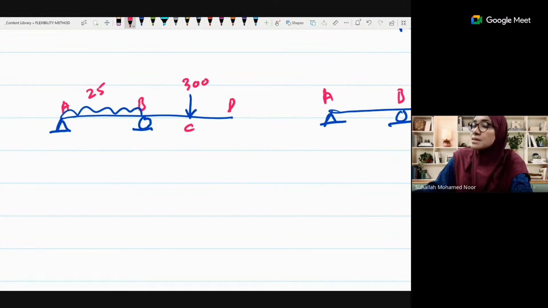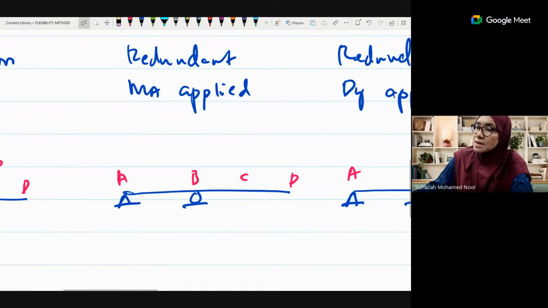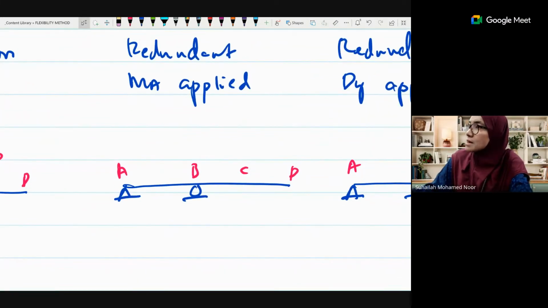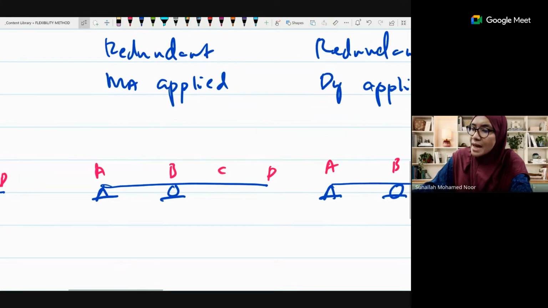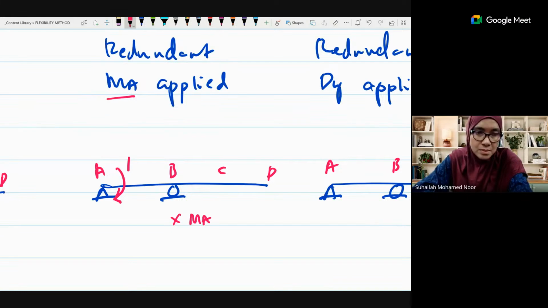Okay, move to this one. Redundant MA applied. Redundant MA applied means that we have to apply a unit value, sini of MA. A unit value of MA. Okay, just a unit value of MA.